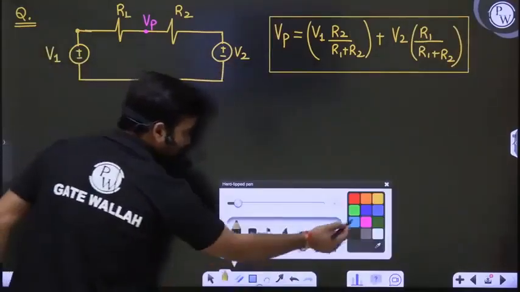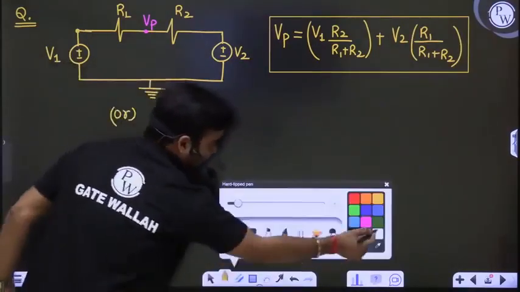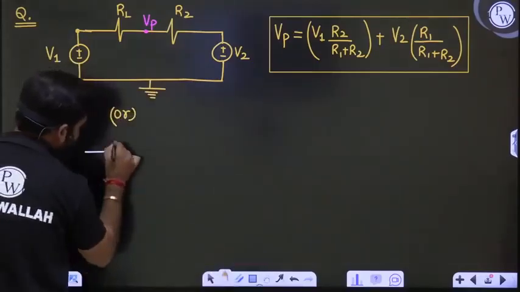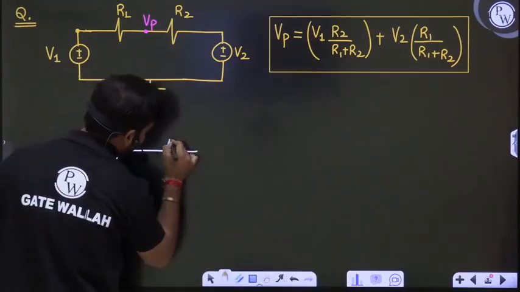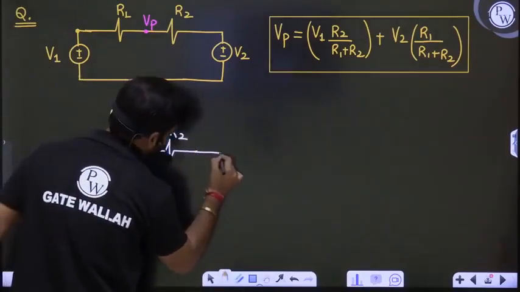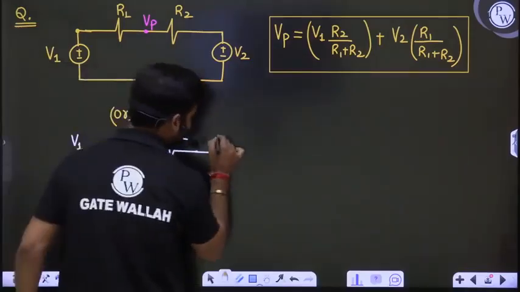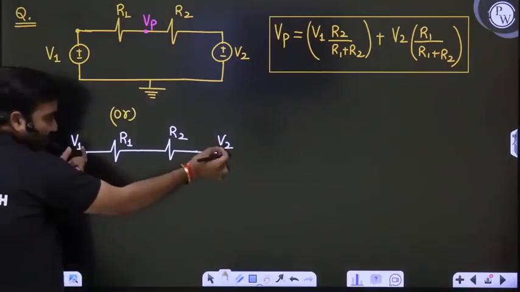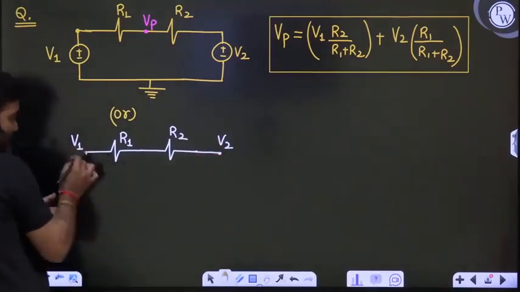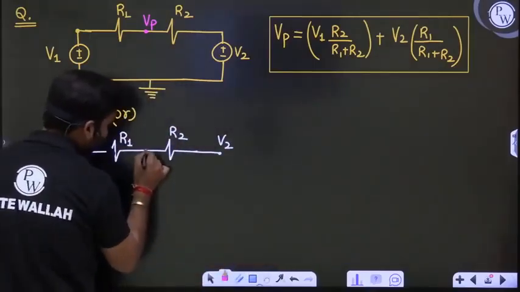Suppose it is not like that, we can redraw it like this. This is R1, this is R2, this is your V1, and this is your V2. Two voltages are there, and V1 is with respect to ground, and you want to calculate this node voltage Vp.